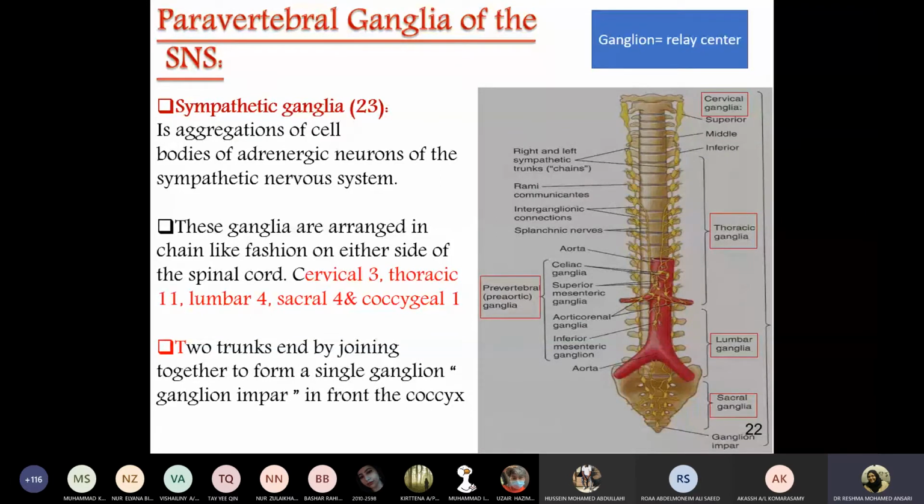So if you look at the image here, you have a lot of vertebrae there. On either side of the vertebrae, you can see yellow swellings coming in there.